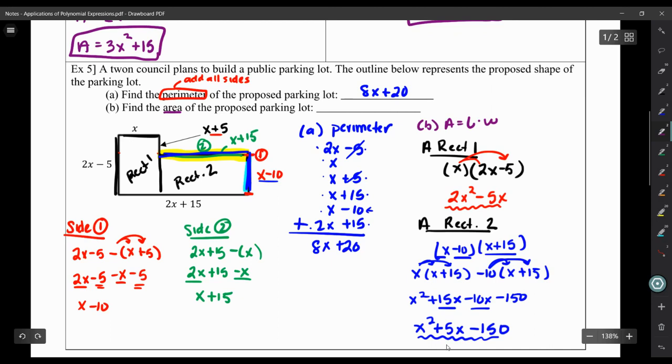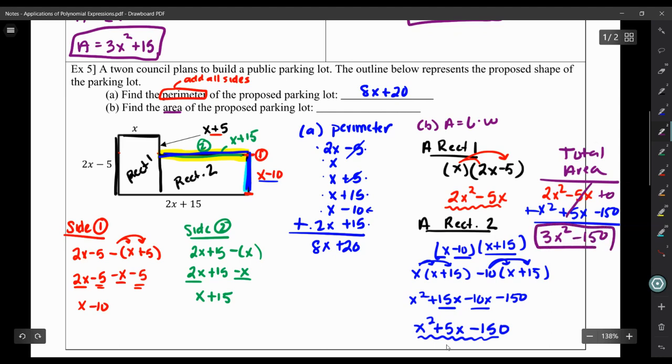So now if I want my total area, we're going to add up the individual pieces. So I'm going to add 2x squared minus 5x, and I'm going to add it to x squared plus 5x minus 150. We're going to add those together to get our total area. So 2x squared plus x squared is 3x squared. Negative 5x and 5x make 0. And then negative 150 plus nothing is negative 150. So here's the area for this proposed parking lot. 3x squared minus 150.